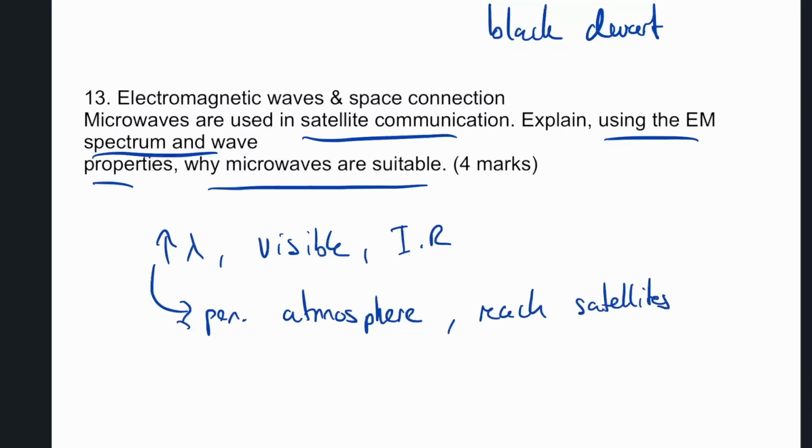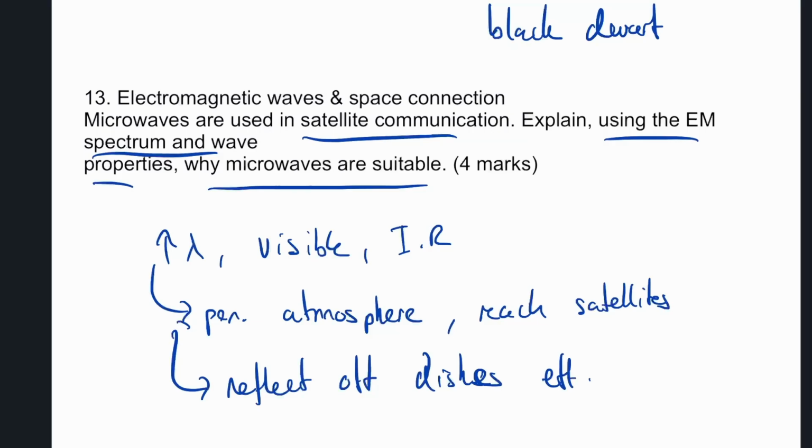And remember, we're looking at satellite communication, so you need to be able to reach those satellites, which are generally in orbit outside of our atmosphere. So you need to go through the atmosphere. One thing you can also say is that they travel at the speed of light in a vacuum, and essentially when they reach the satellites, they reflect off the satellite dishes very efficiently, okay? Which is what you want, right? Because when you're doing your microwave communications, you need to be able to send your signal to the satellite and receive a signal back from the satellite when it's reflected, okay? So that's why microwaves are useful, and that should be enough for the marks there.